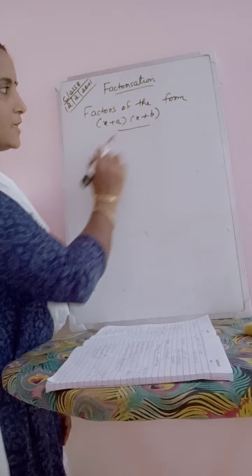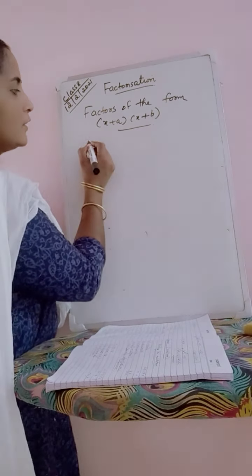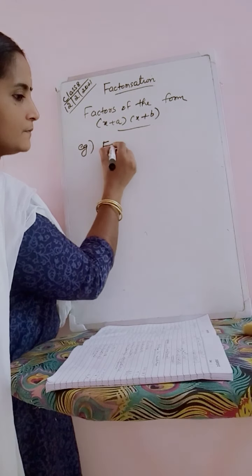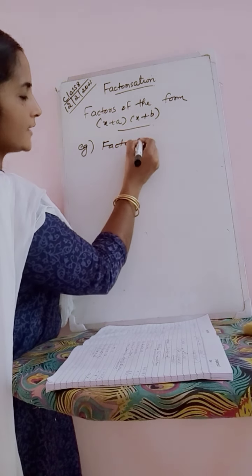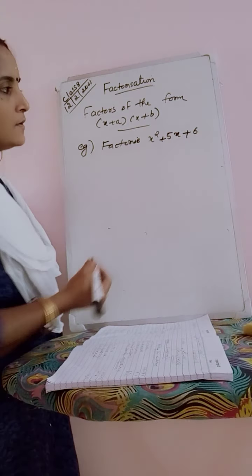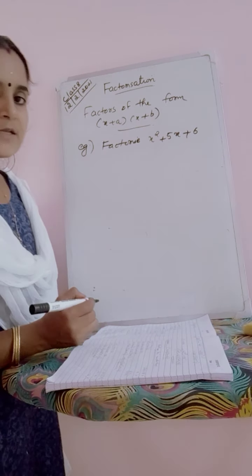Here, the x plus a into x plus b form. I will explain using an example. Factorize x square plus 5x plus 6. Okay, x square plus 5x plus 6.